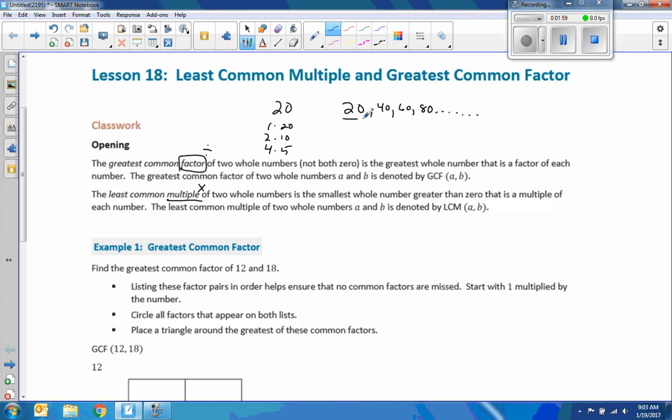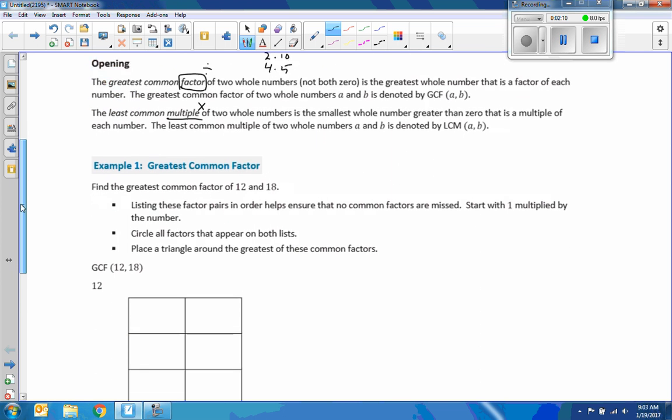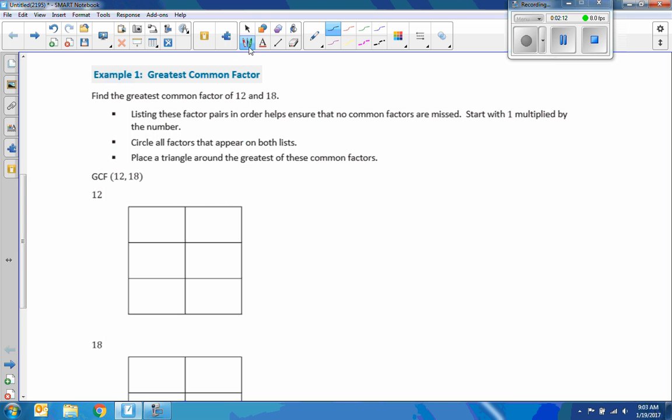Multiples are greater than the given number because we're multiplying. Factors are less than the number that we're looking for because we're dividing. Keep that straight. So here's example 1. Find the greatest common factor, so the numbers are going to be less than, because we're dividing. I always try to emphasize that. Don't confuse factor with multiple.